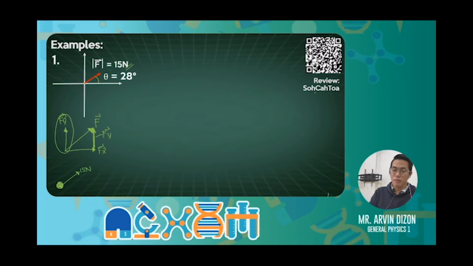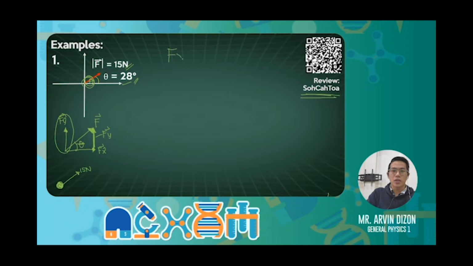Now, analyzing this, you should have reviewed SOHCAHTOA. So, if we have been given an angle here which is 28 degrees, we have to first analyze if Fx or Fy is the adjacent or the opposite side of that angle, which is 28 degrees, or this angle here. So let's analyze.